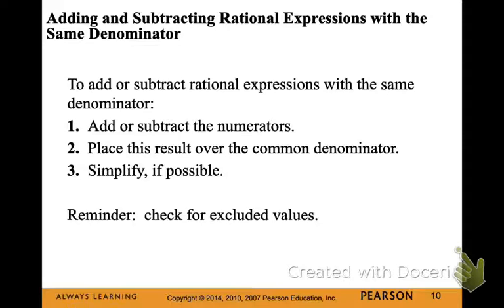So when you're adding and subtracting rational expressions with the same denominator, remember, first you're going to need to add or subtract the numerators, place the result over the common denominator, and simplify. Also, check for values that you'll need to exclude.